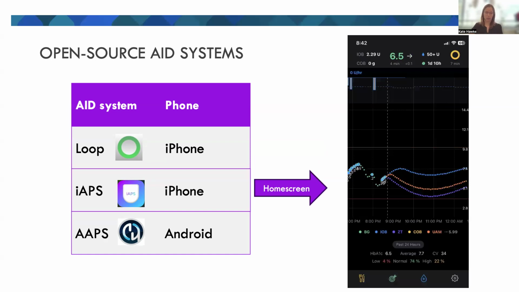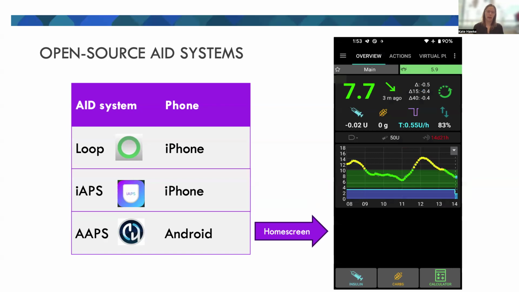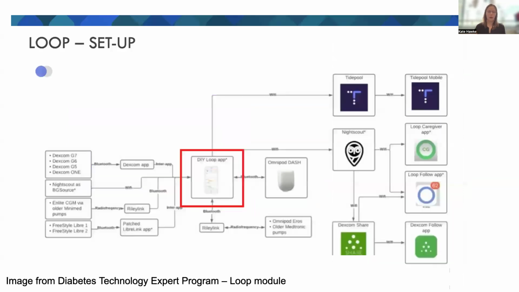iAPS is another system which is also run on an iPhone. Both iAPS and AAPS are drawn out of the original OpenAPS algorithm, but have since undergone their own various iterations and development. So this is an image of the iAPS home screen. And then AAPS, Android APS, is run on an Android phone. And you can see the home screen here of how AAPS appears on the patient's phone.